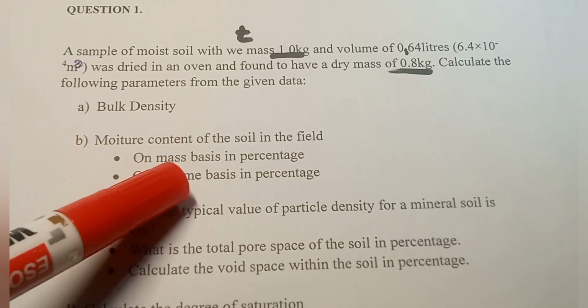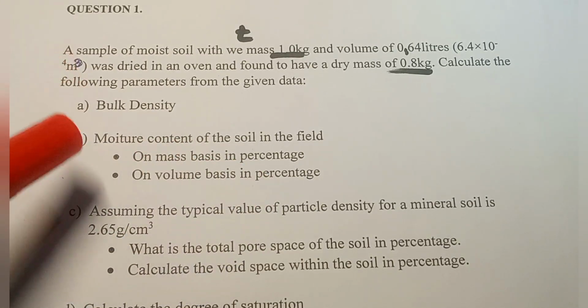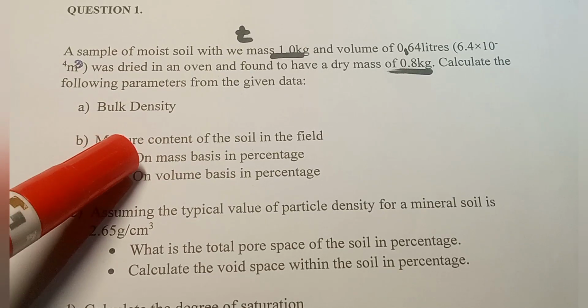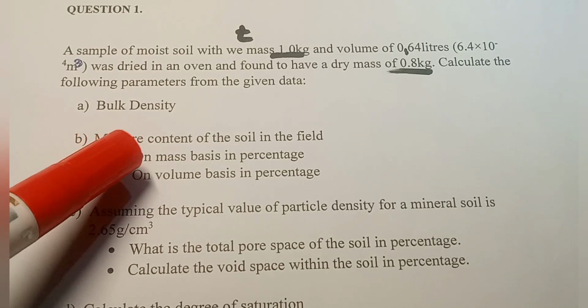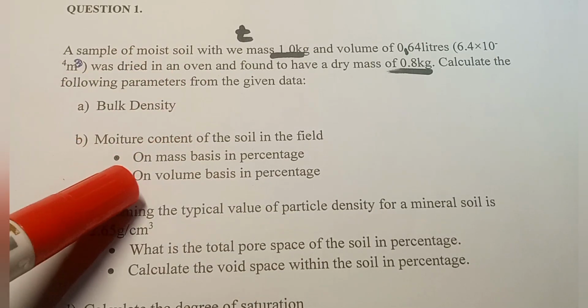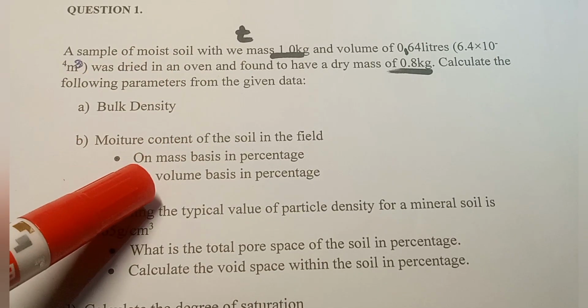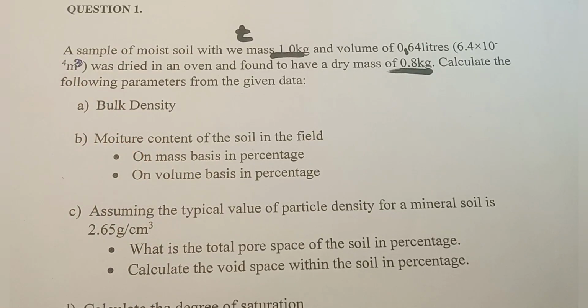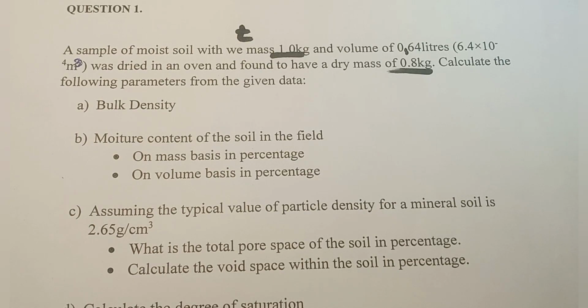And question B, which is the moisture content of the soil in the field on the basis of mass in percentage and on volume basis in percentage. However, I want you to take note. If you are told to calculate the gravimetrical moisture content, it is also known as the mass basis. However, when you are told to calculate the moisture content volumetrically, it is also known as the volume basis. So don't be confused. Without wasting our time, let's proceed to solving this question.